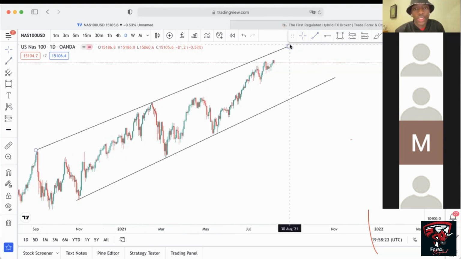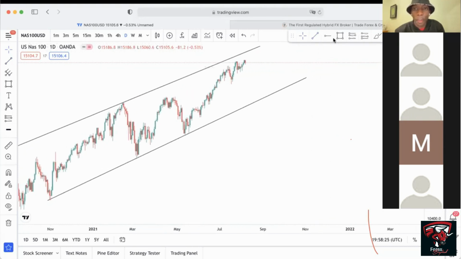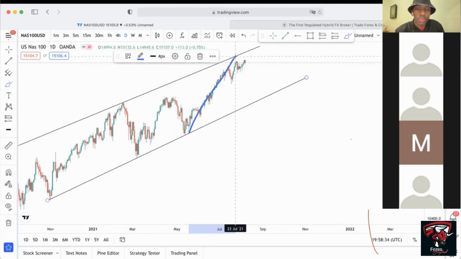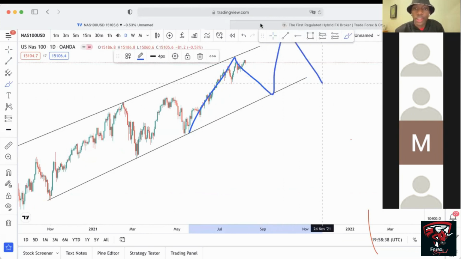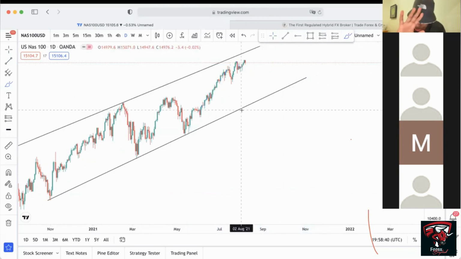So guys, we can already tell that NAS is going to continue shooting up. From our fourth touch here, it's going to shoot all the way up to our parallel trend line for third touch, then drop down and play in this channel. But let me not think too far ahead.